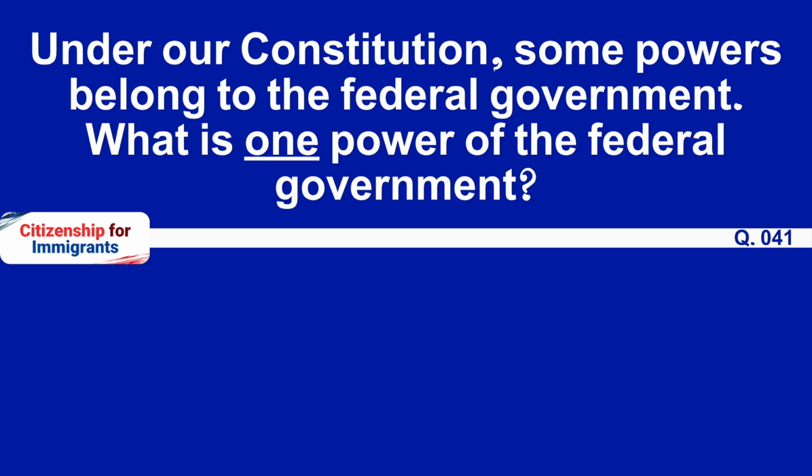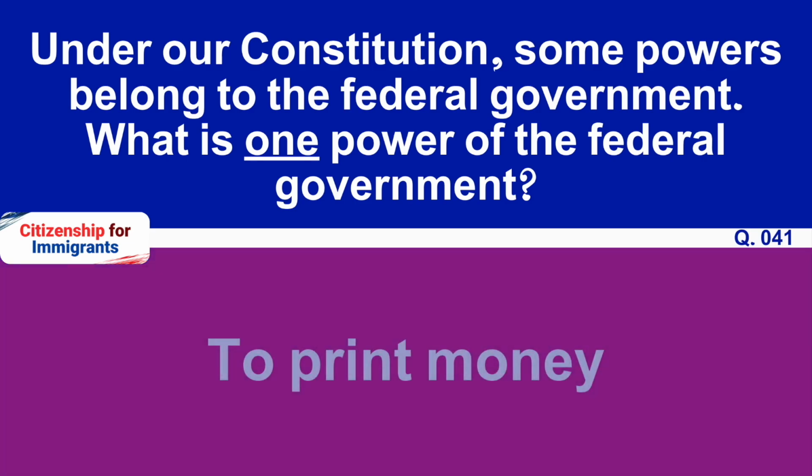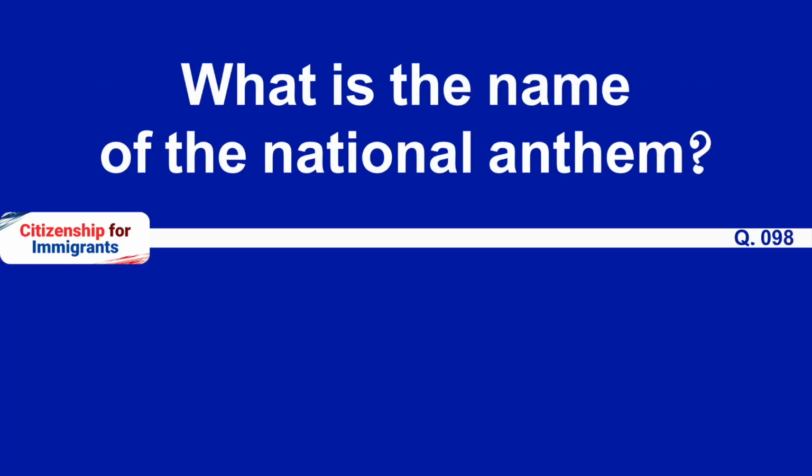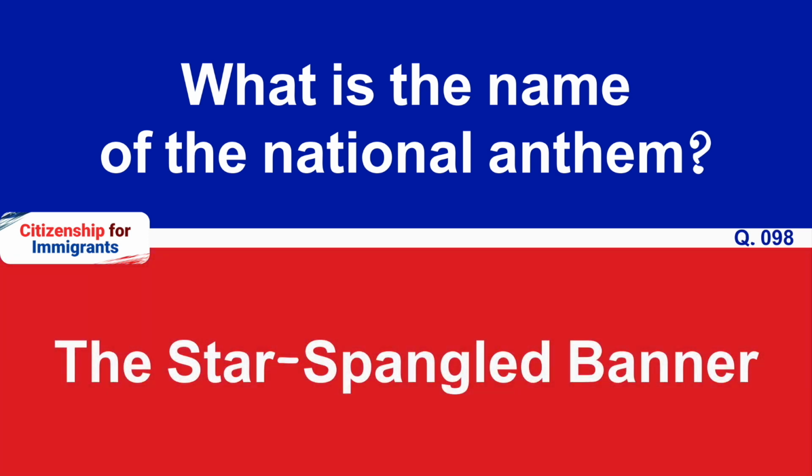Under our Constitution, some powers belong to the federal government. What is one power of the federal government? To print money. What is the name of the national anthem? The Star-Spangled Banner.